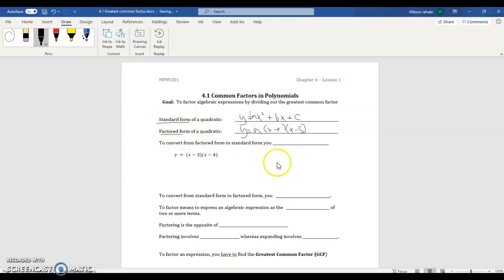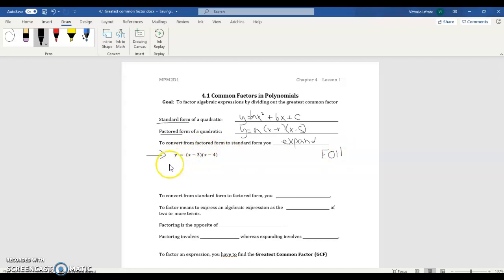So below we have a factored form over here, and we can convert that factored form to a standard form by expanding. So to go from factored to standard form, you expand. And so in this case, we're going to have to use a technique called FOIL, first, outer, inner, and last, in order to expand this expression here.